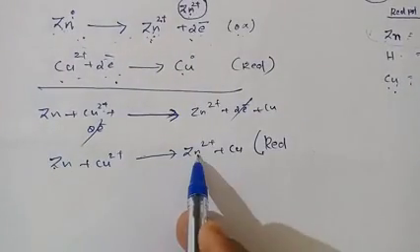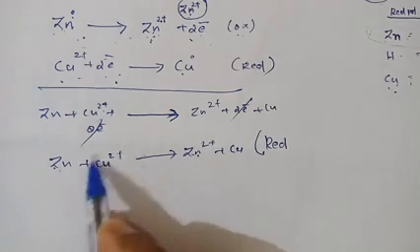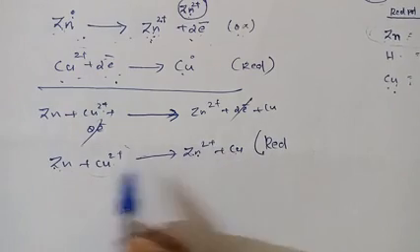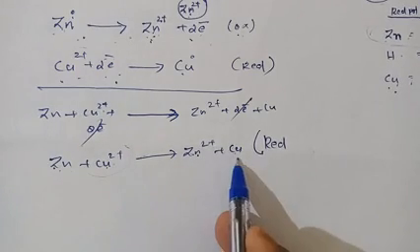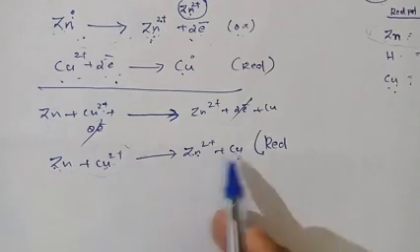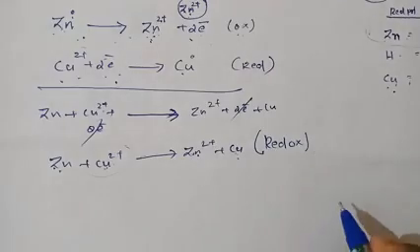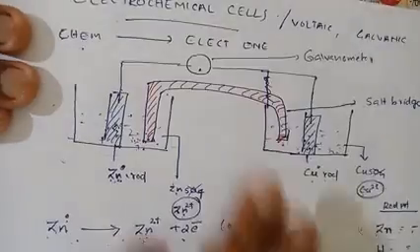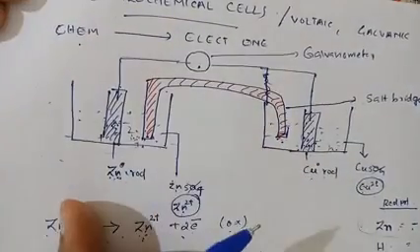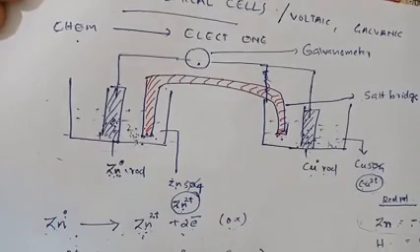Zn0 becomes Zn2+. That means the oxidation number increases, so it is oxidation. Cu2+ is converting into Cu. That means the oxidation number decreases, which is reduction. So here it is reduction, and here it is oxidation. So this is a redox reaction. In this cell, a redox reaction takes place. I think it is clear for you.